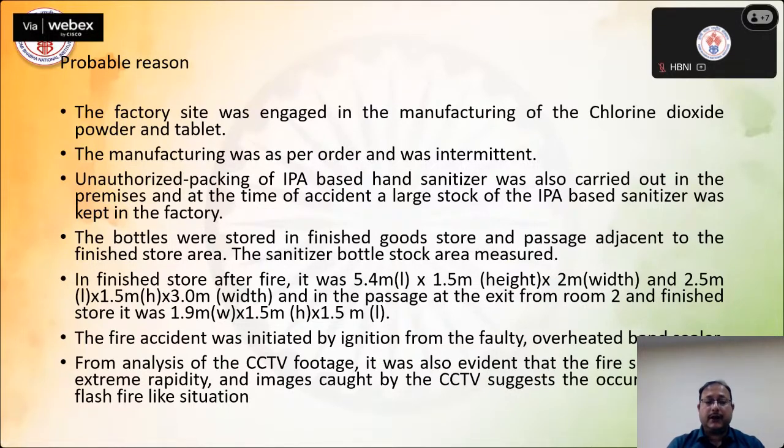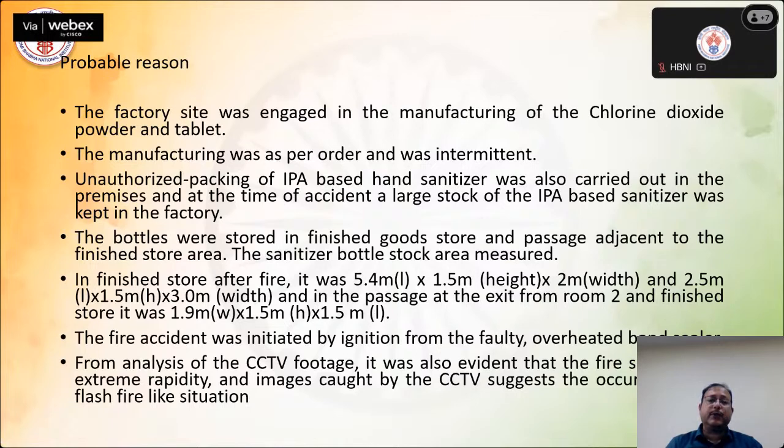And then if you talk about the finished product, it is less than this particular domain. So it was again a big issue, how to exit, how to go for the exit part with all this material. The fire accident was initiated by ignition from the faulty overheated band sealer. Again, it was not following the proper norm. That is why it got overheated, and it started fire, ignited.